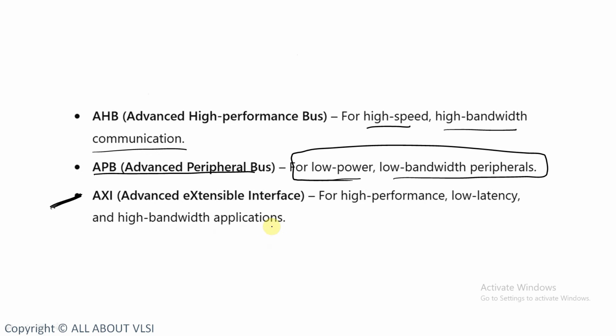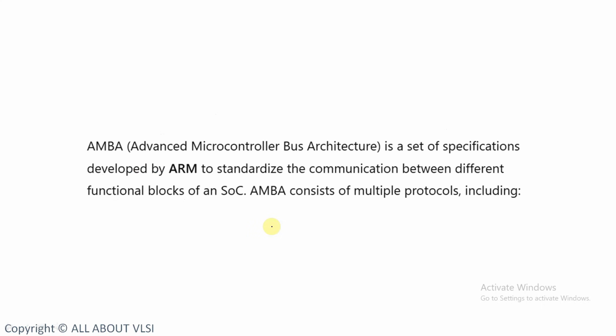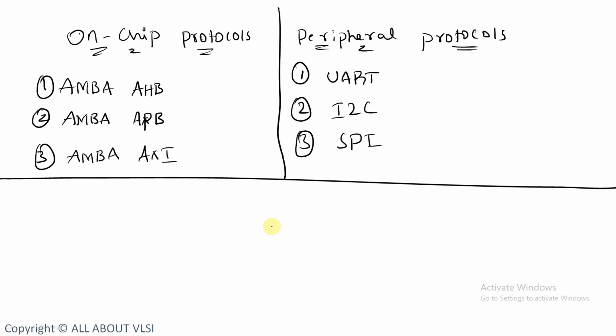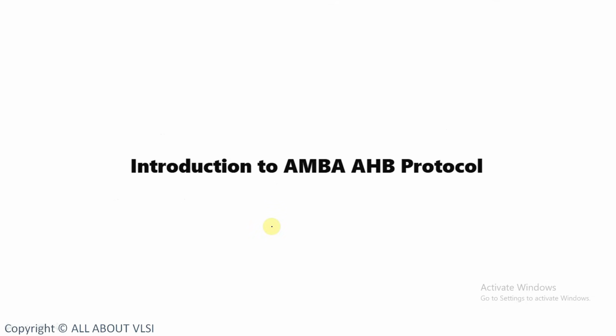So these are the types of protocols, which protocol is used for which purpose, what the full form of AMBA is, and what the on-chip protocols and peripheral protocols are. All that we have seen in this particular session. In the next video we are going to start with an overview of the AHB protocol, where we will learn the terminologies and the role of each and every component.